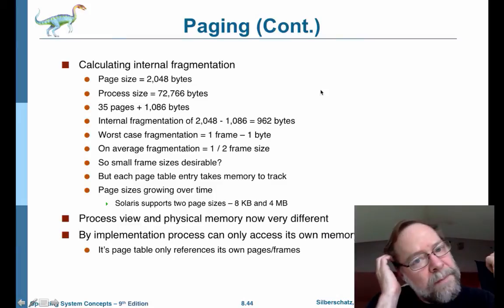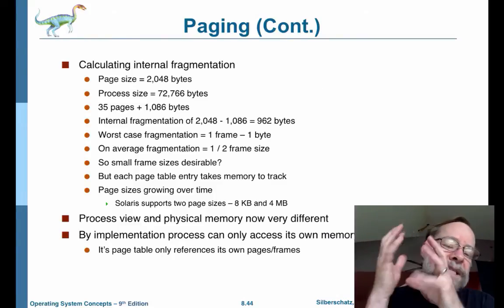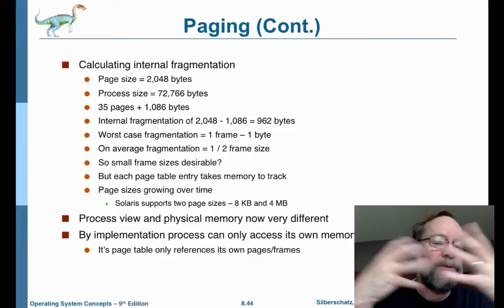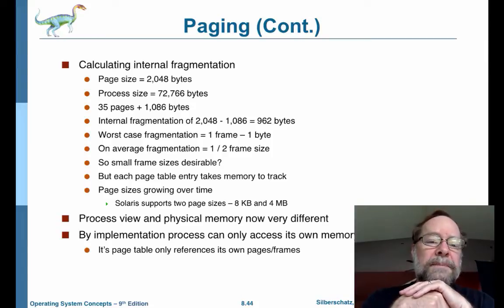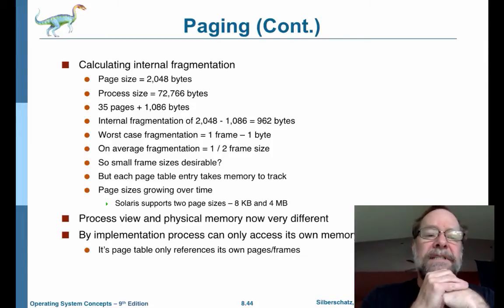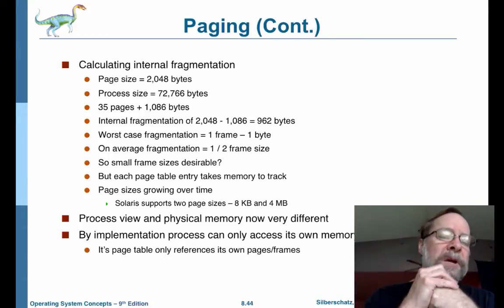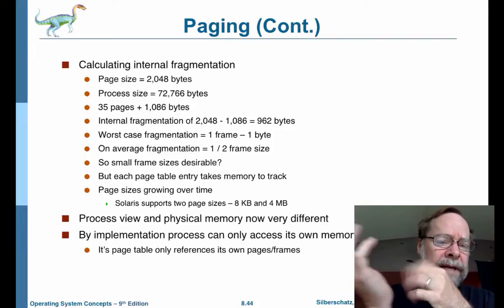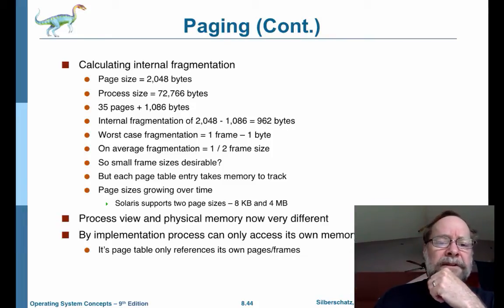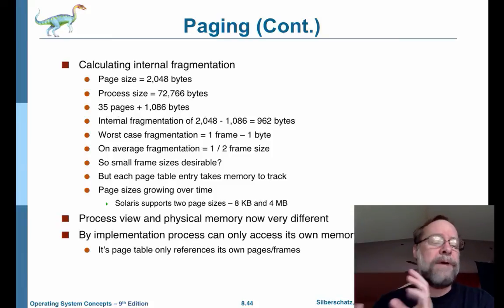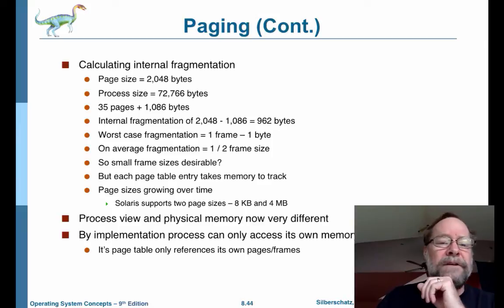All right, now with paging, you have the possibility for some fragmentation because the memory is always going to be allocated in these discrete sized chunks, whatever you decided your frame size is supposed to be. So in the example shown on the slide here, we'll assume that a page is 2 kilobytes. And it turns out the particular process we're working with here is about 72 kilobytes that we need. So if you work out the math here, divide 72,766 by 2048, you'll find that we need 35 completely full pages, but then the last page, the frame that we allocate to hold that page, is only going to be about half used. We're only going to need 1,086 bytes of that space.